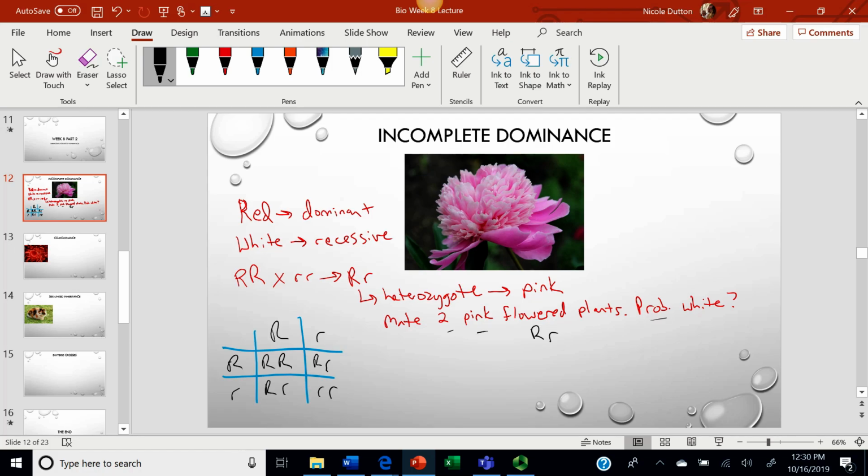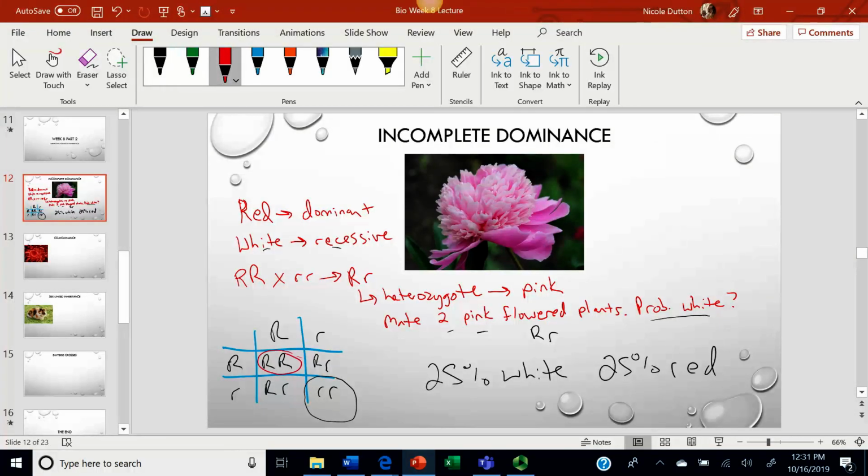We want to know the probability of having white flowers. Now white is recessive, so this is the only one that would express the white trait. So we have a 25% probability that they're going to be white. We have a 25% probability of red flowers, because if you look at these up here, these are red. And then you have a 50% probability of pink flowers. And in lab, we'll be going through many more examples of incomplete dominance.